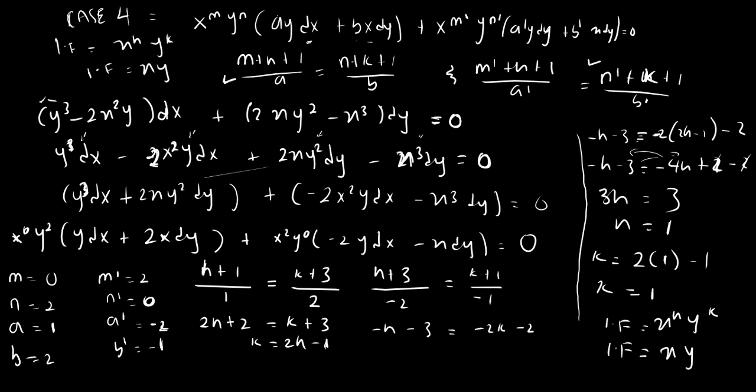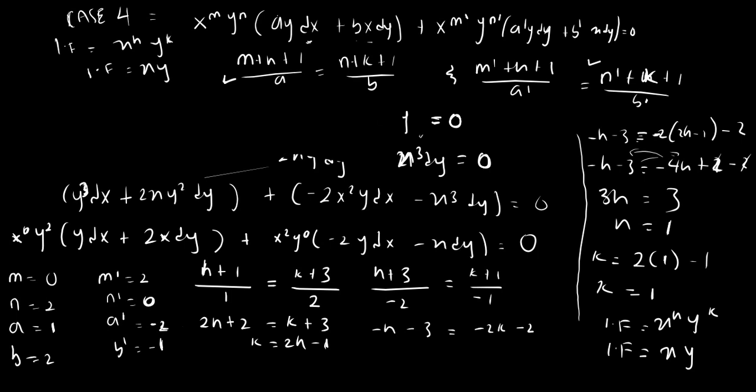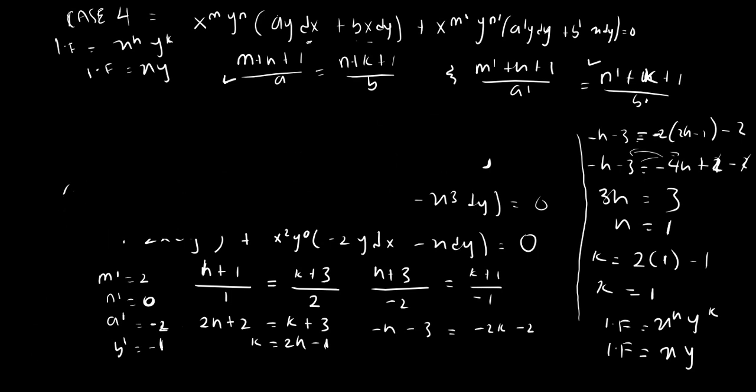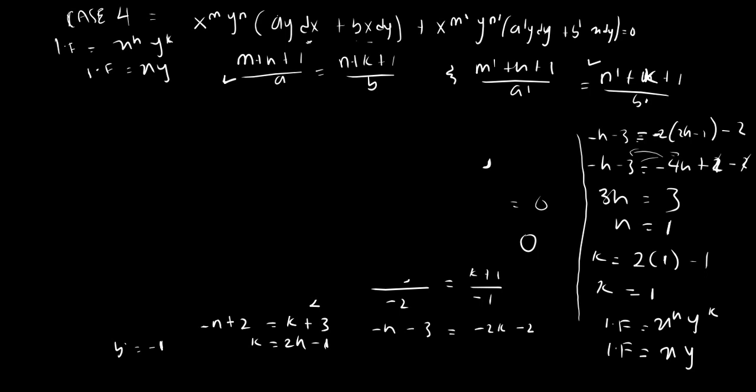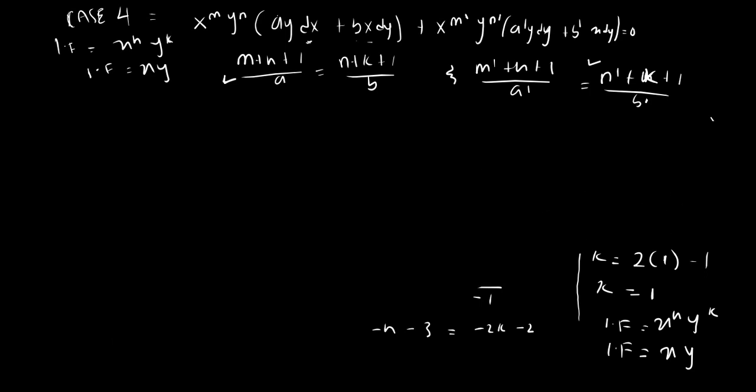Once you have it in that form, you now get your parameters, your m, your n, your a, your b, your m prime, n prime, a prime, and b prime, and then you apply your formula: m plus h plus 1 over a is equal to n plus k plus 1 over b, and m prime plus h plus 1 over a prime is equal to n prime plus k plus 1 over b prime. Then you solve simultaneously the equations that you get. Then you find your h and k, then you apply your formula for the integrating factor, x to the power of h and y to the power of k. After you are done with that, you multiply the original equation by your integrating factor. So let me rub this off so that we can finish up our solution.